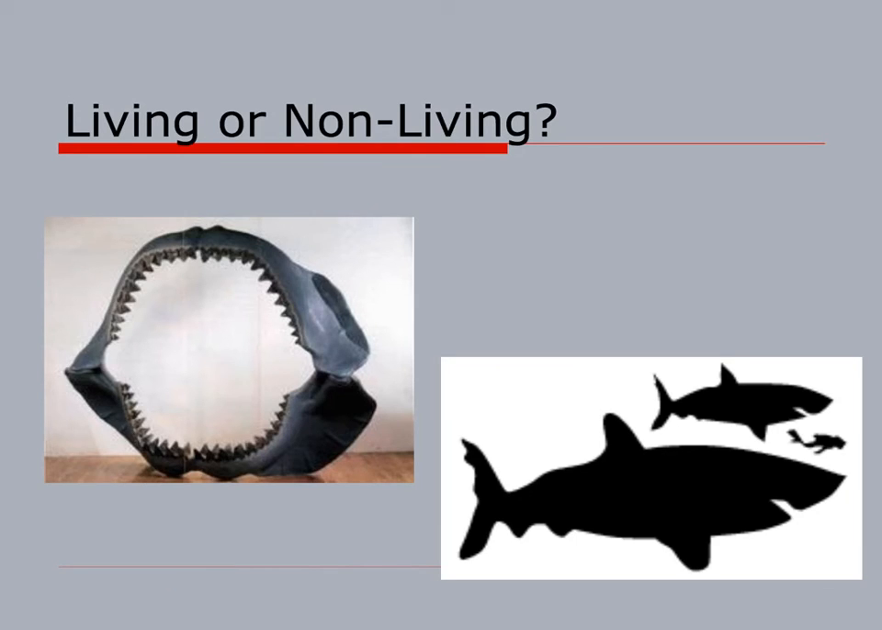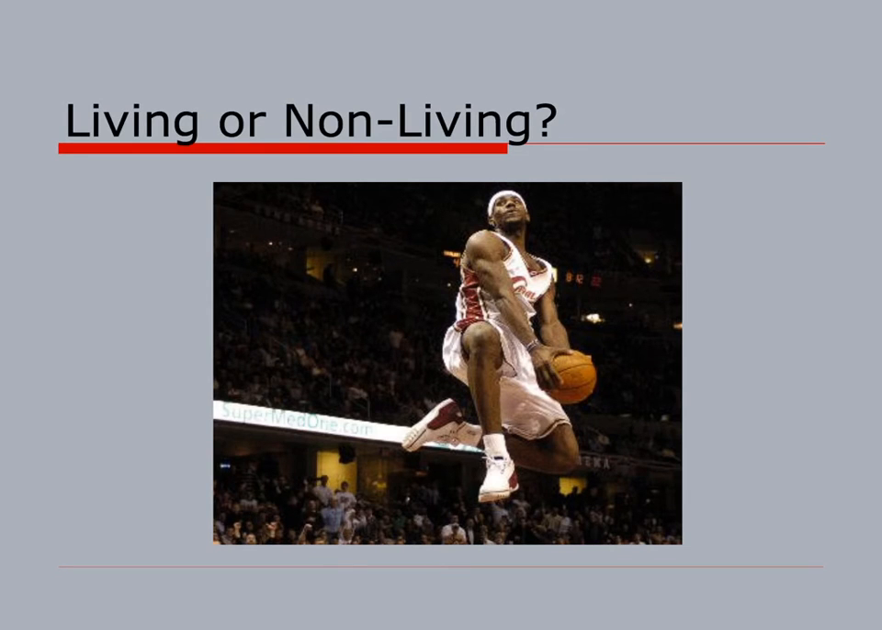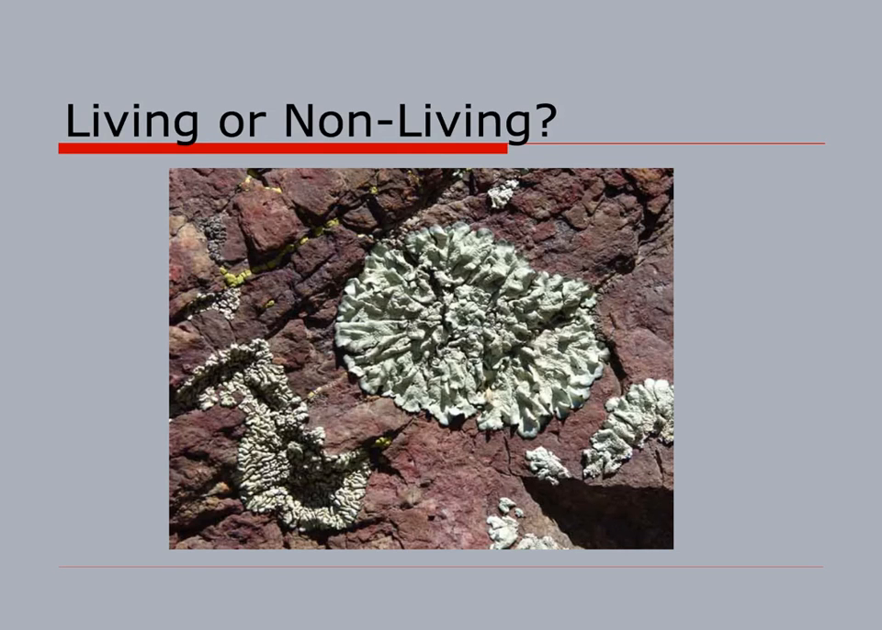Here we have a fossilized jaw. It is non-living, but it was once a living thing. If it is fossilized and made of rock, it's non-living. You should say living for this one. This is called a lichen. It is actually similar to plants. It forms on rocks and breaks down the rocks, so this is a living organism.